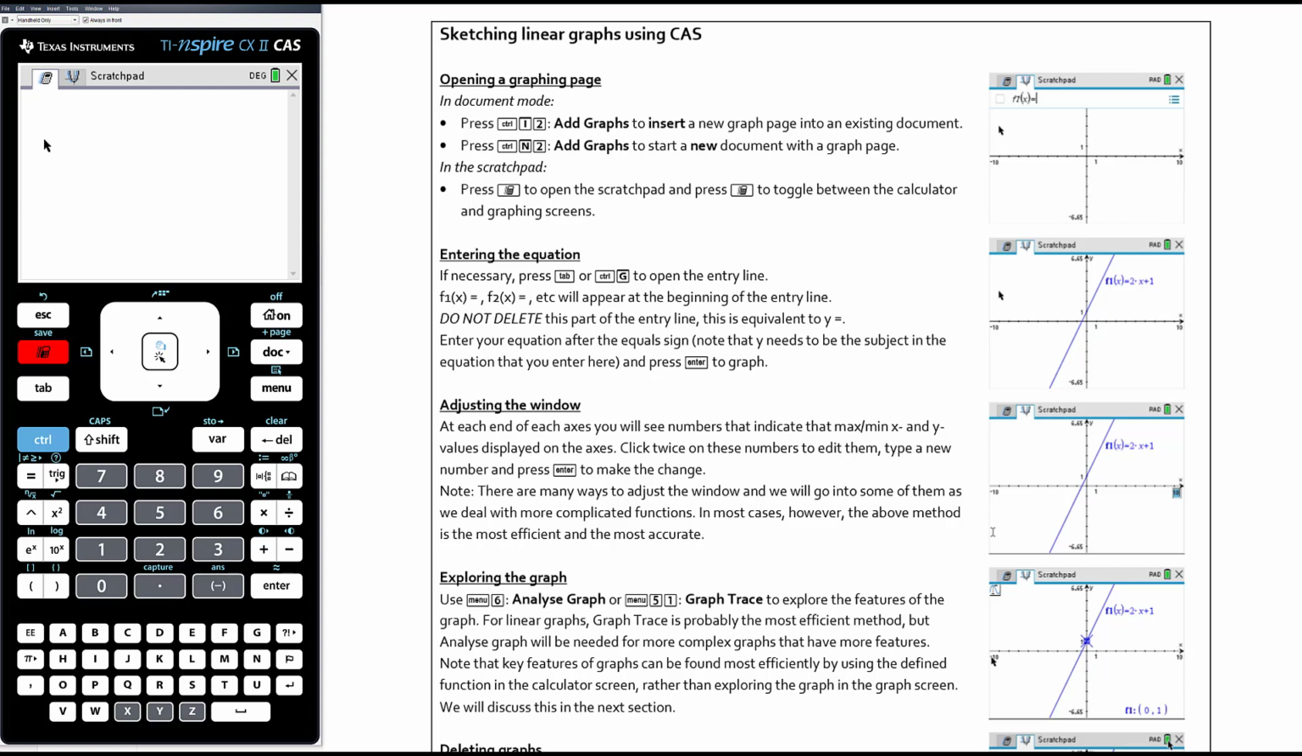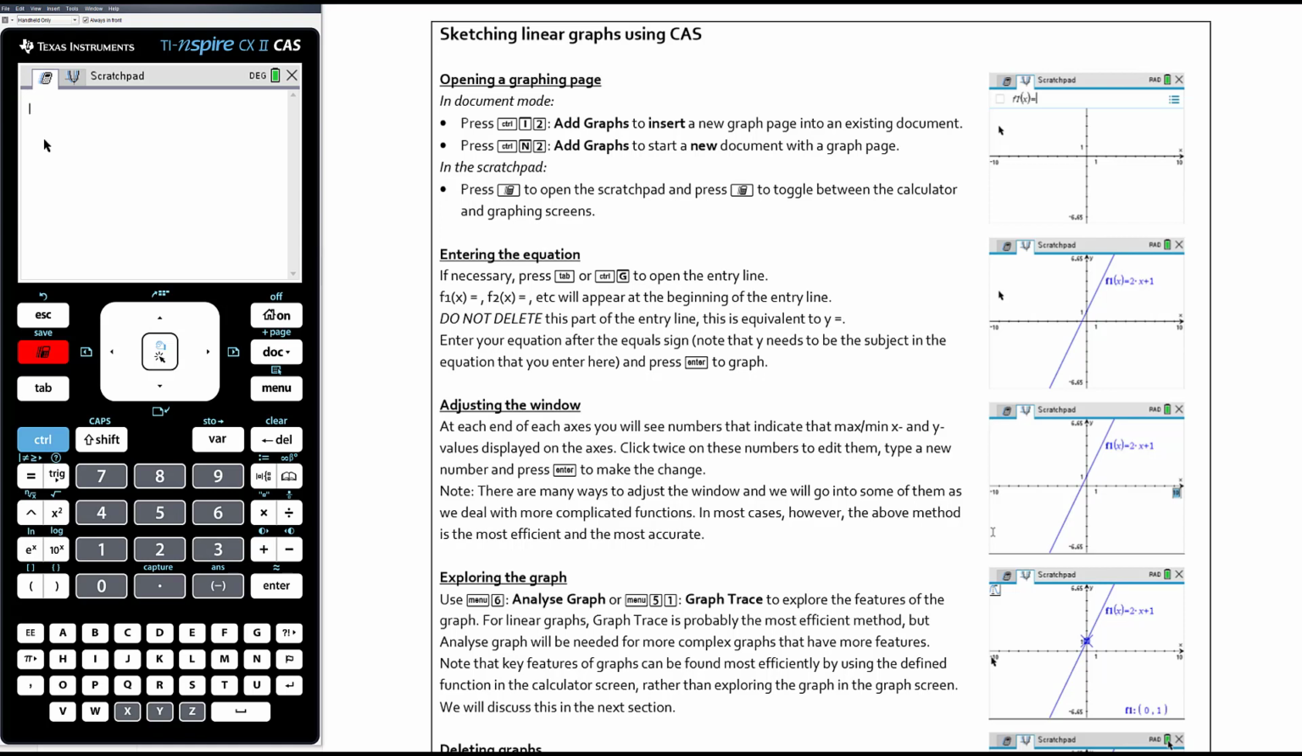I would never use my CAS to sketch a linear graph. It's so easy to do by hand, but let's use this as a gateway for sketching other types of graphs down the track. So the first thing is to open a graphing page. If you're working in document mode, you're either going to start a new document by pressing Ctrl-N and then choosing 2 to add a graphing page to that document, or you're going to insert a new page into your existing document by pressing Ctrl-I, and then you're going to select 2 to insert a graphing page into that document.